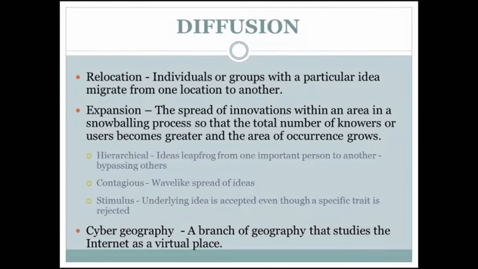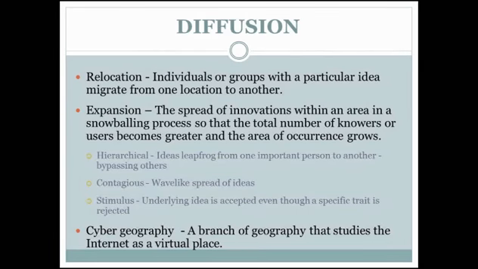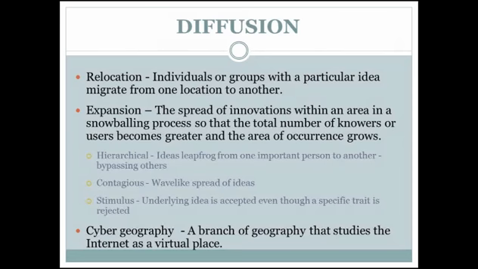The second type of diffusion is expansion diffusion, which means the spread of innovations within an area in a snowballing process so that the total number of knowers or users become greater and the area of occurrence grows. So as it moves from person to person through different processes, the area covered by the diffusion increases. Now within expansion, we have three kinds of diffusion: hierarchical diffusion, contagious diffusion, and stimulus diffusion. In hierarchical diffusion, ideas leapfrog from one important person to another or from one urban center to another, temporarily bypassing other persons or rural territories.